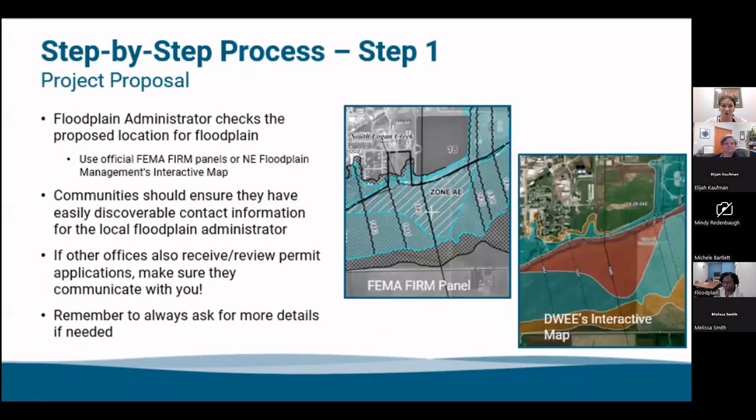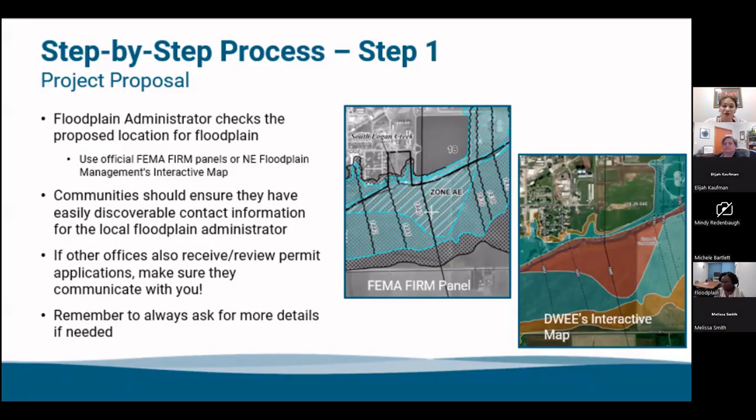Step 1, the project proposal. So someone within your community, within your jurisdiction, comes in and has a project that they would like to do, a development, something that will make a man-made change. So the floodplain administrator will check the proposed location to see if it's in the floodplain. This should be using the official FEMA FIRM panels or our interactive map online, which just shows the FIRM floodplain boundaries on a digital interface.